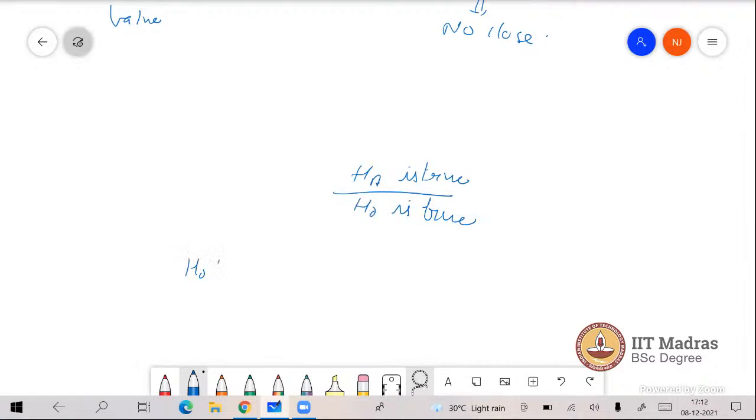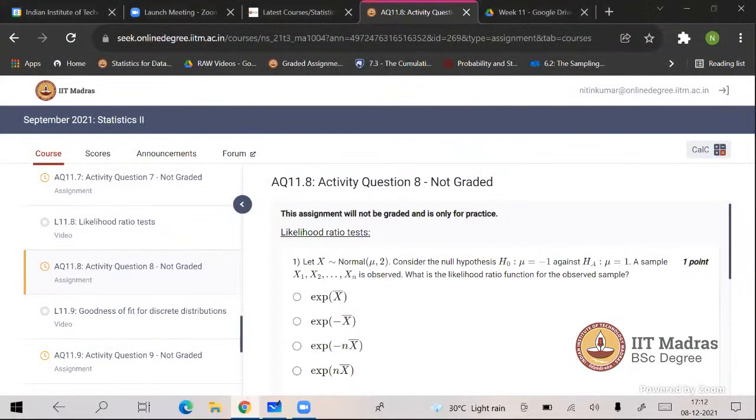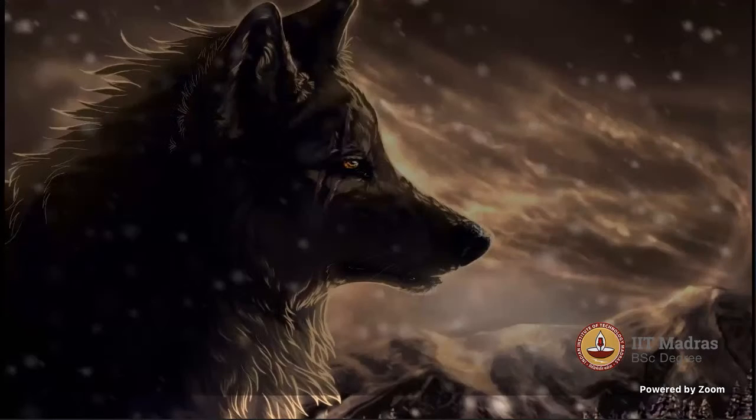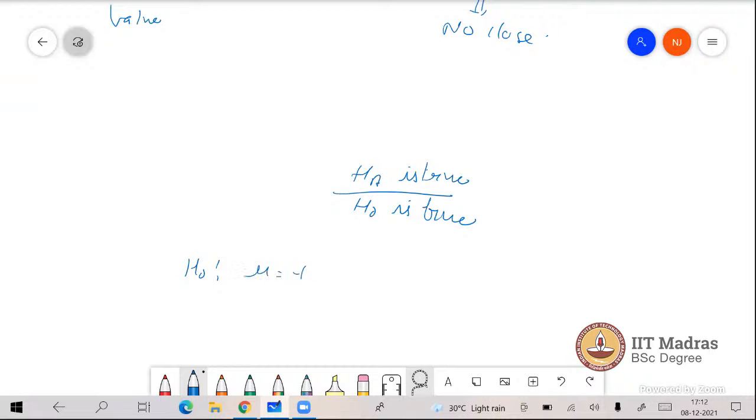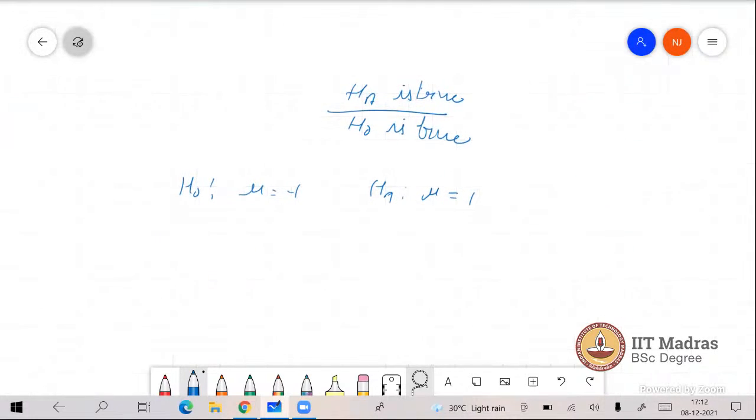Now, your H naught is defined as mu takes value -1, and H a is defined as mu takes value 1, right? Yes, sir. And your sample x is coming from normal mu comma 2. So H naught is mu equal to -1, Ha is defined as mu equal to 1, and your samples are coming from the normal mu comma 2.